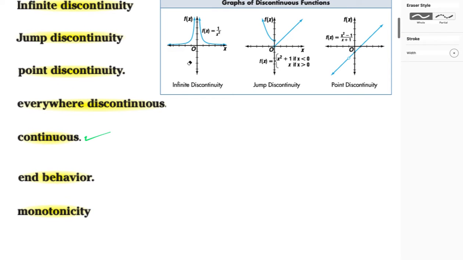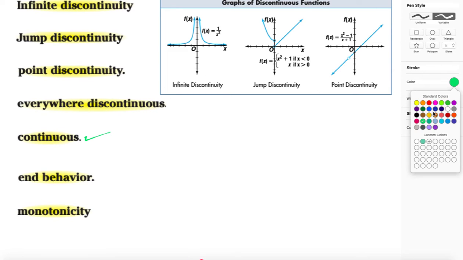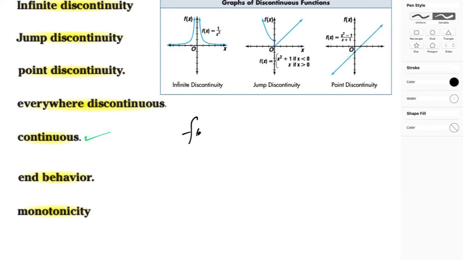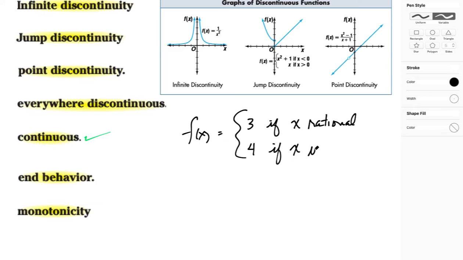So an everywhere discontinuity would be a discontinuity that would be expressed as, let me see if I can do one. So let's say I had a function f of x such that the function is equal to 3 if x is a real number, if x is rational. So you know what rational numbers are, numbers that can be written as a fraction, and then 4 if x is irrational. So numbers that cannot be written as a fraction.